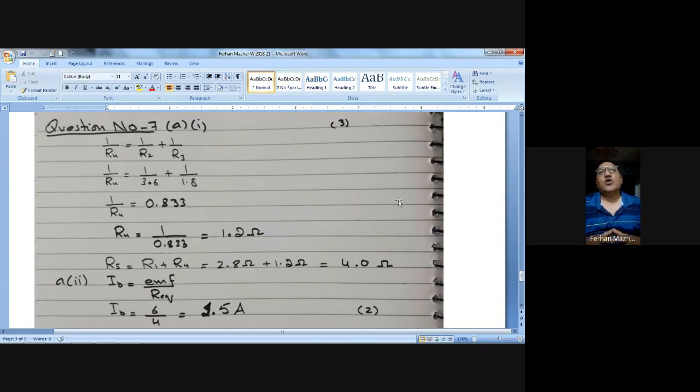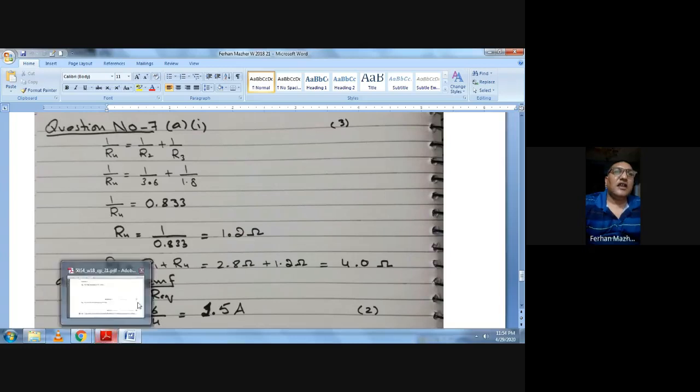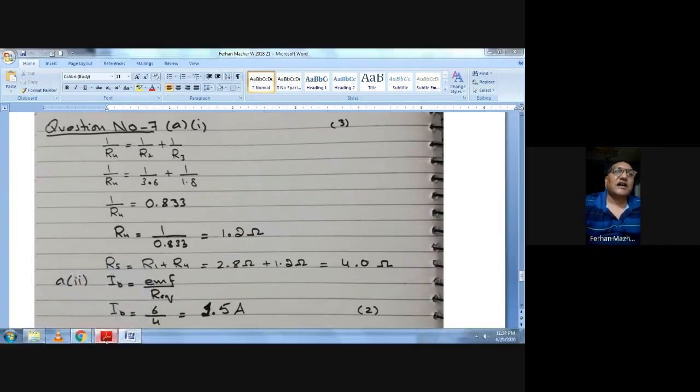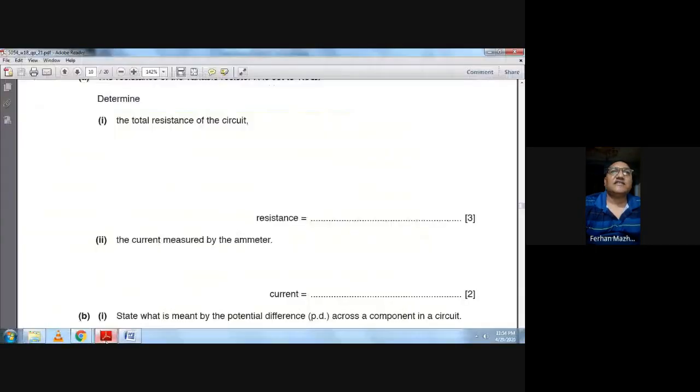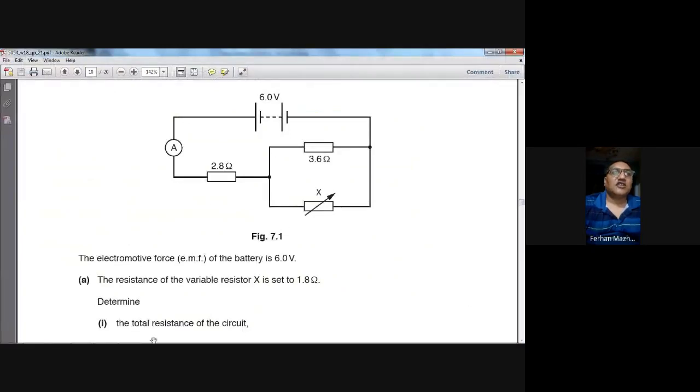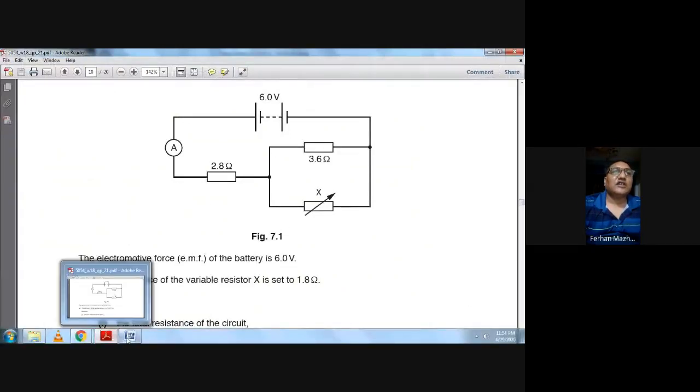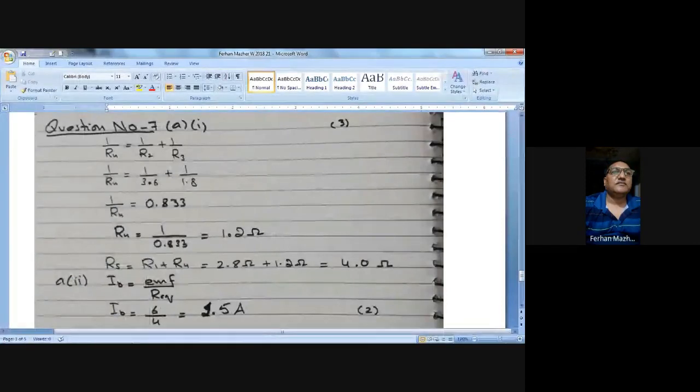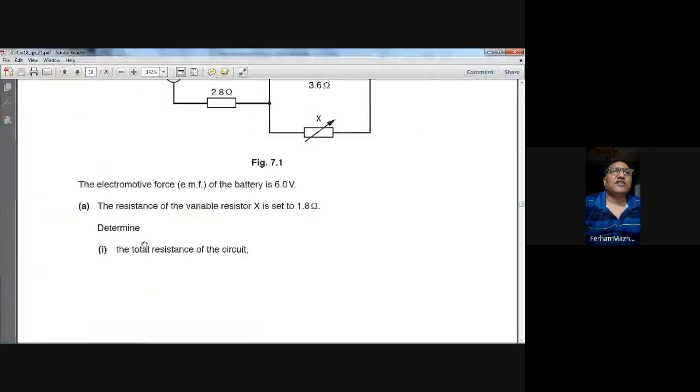Then that 1.2 ohm and that 2.8 ohm are in series with each other. Their sum can be found by simply adding them. So 2.8 ohm plus 1.2 ohm will be 4 ohm. So you see this part is done. This was a 3-mark numerical in which I had to calculate the total resistance of this whole circuit, which is 4 ohm. Let's move to the next part.